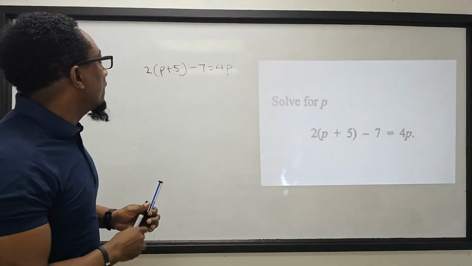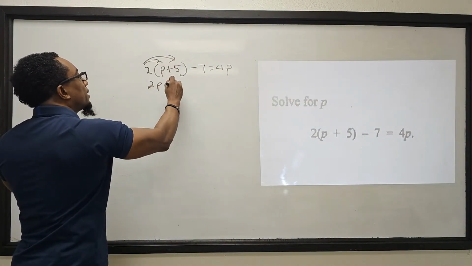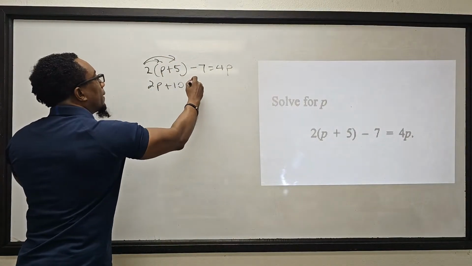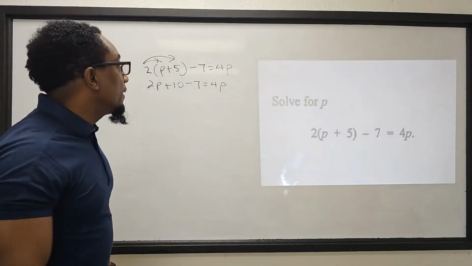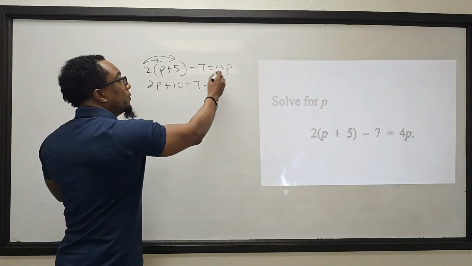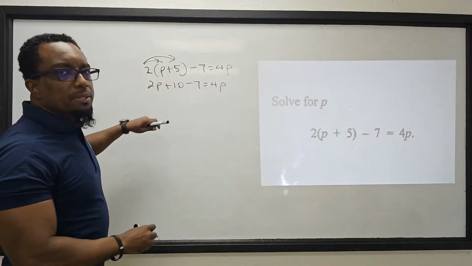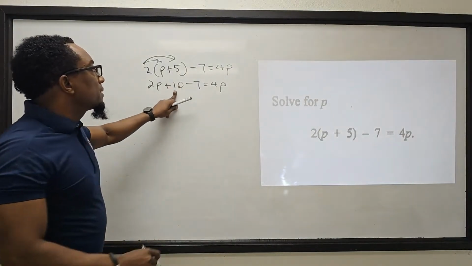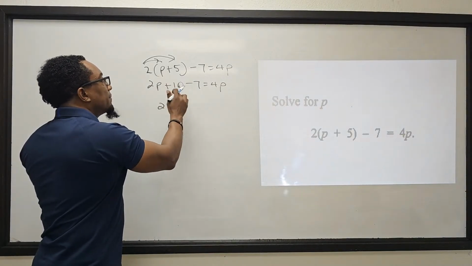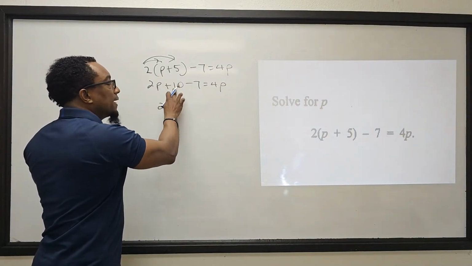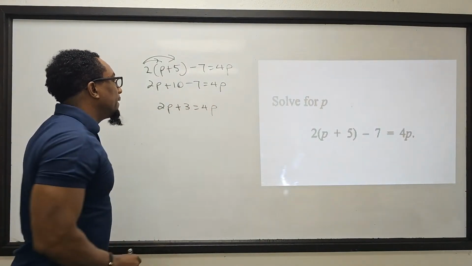So I'm going to remove my brackets. This is 2 by P is 2P. 2 by positive 5 is positive 10. Minus 7 is equal to 4P. Let me get all my P's on the left. Or what I will do first, let me simplify what is on the left hand side. I have positive 10 and negative 7, so I'm going to write this as 2P plus 10 minus 7, which is positive 3, is equal to 4P.